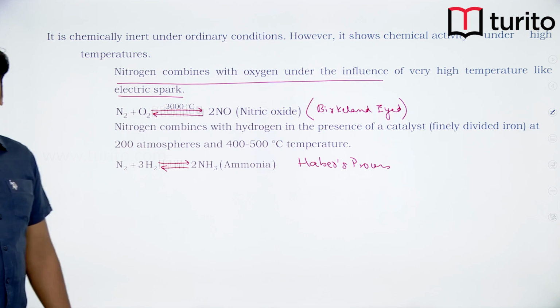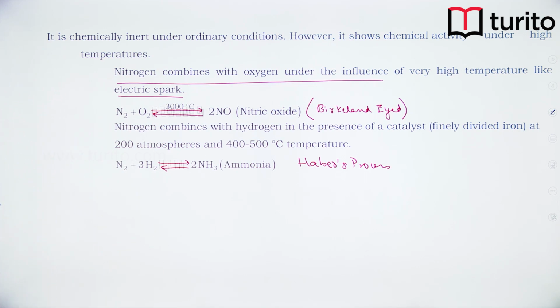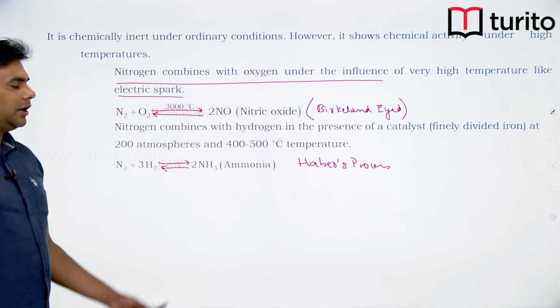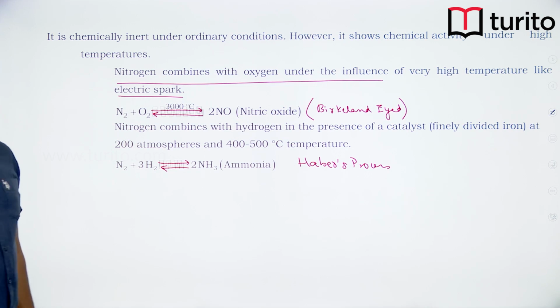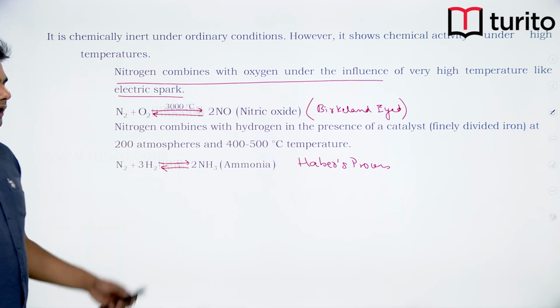So N2 reacts with O2 in an electric spark or at a very high temperature to form NO. N2 reacts with hydrogen at high temperature and high pressure to give ammonia. Now this is known as Haber's process. The catalyst here is iron and the promoter here is molybdenum.